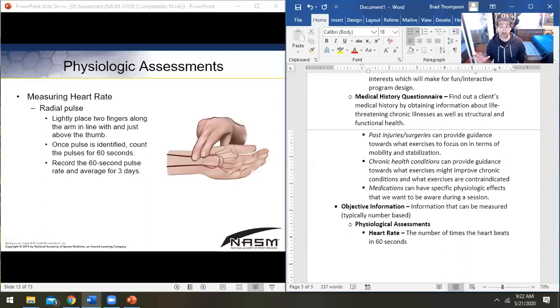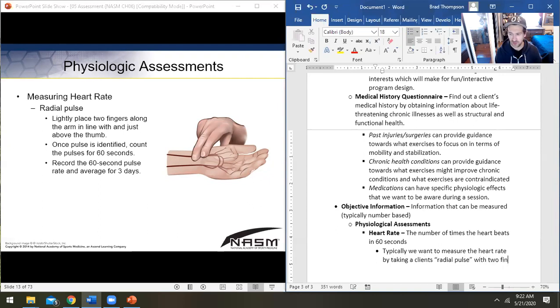However, you don't have to measure it for a full 60 seconds. You can measure it for 10 seconds and multiply by 6, or 15 seconds multiplied by 4. There's a million different ways you can do it. But generally, when we talk about heart rate, we are only ever referring to the number of beats in a full minute's time. Generally, NASM is going to recommend using the radial pulse to gather somebody's heart rate. Typically, we want to measure the heart rate by taking a client's radial pulse.